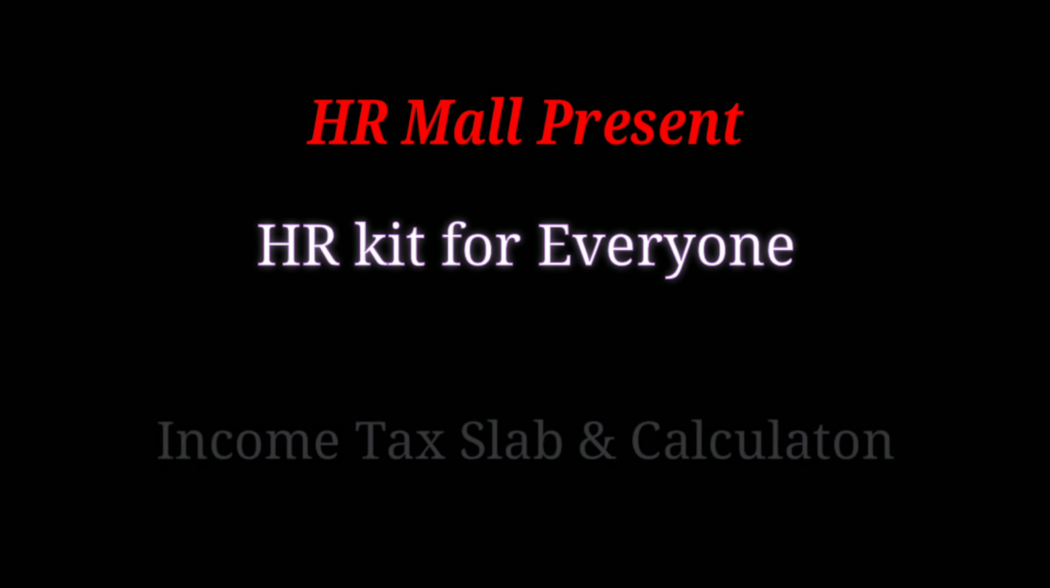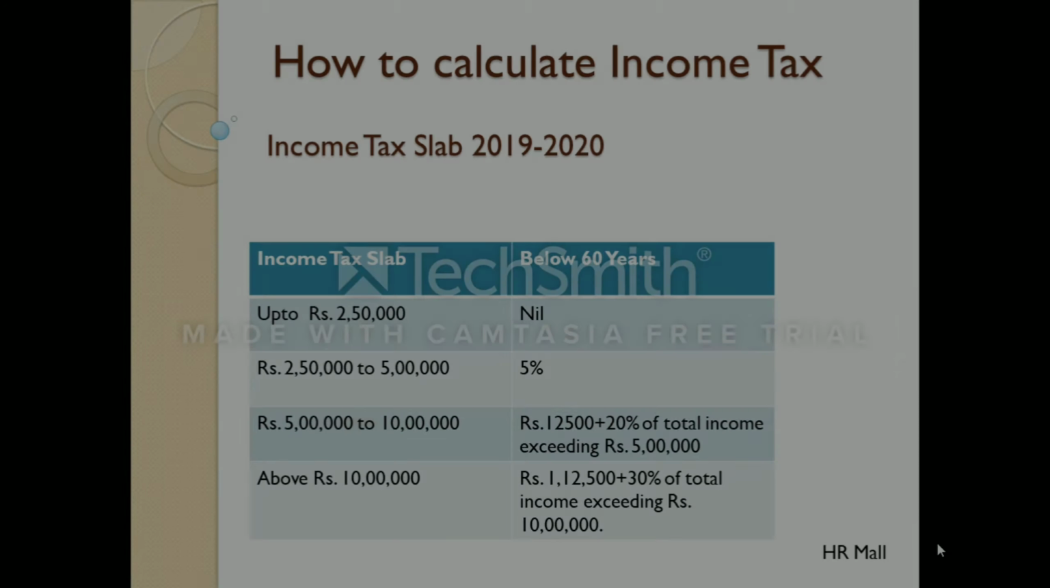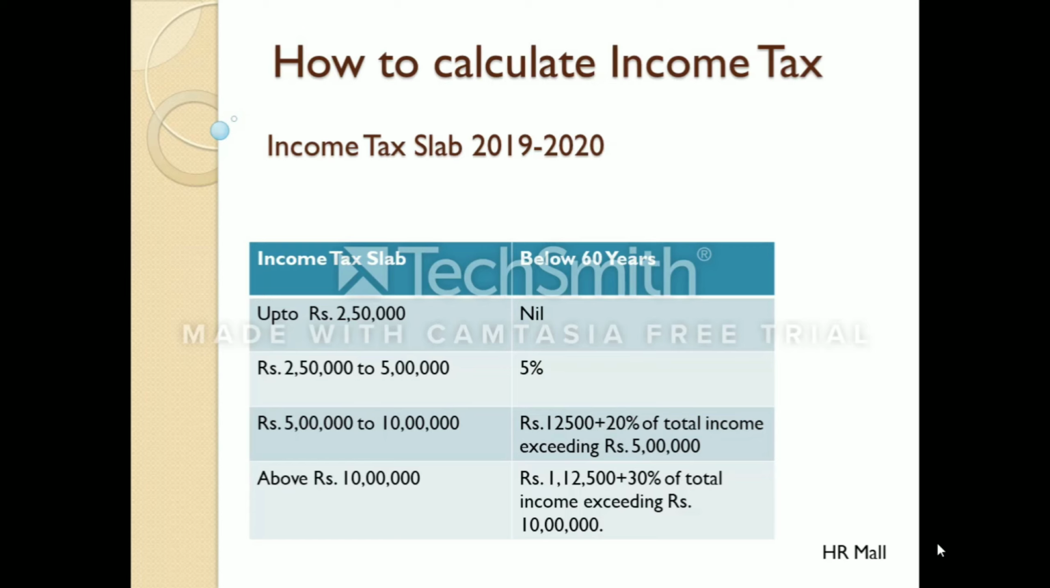Now we'll see income tax slab and calculation. The current slab for 2019-2020 for a general taxpayer is: up to 2,50,000 it's nil; 2,50,000 to 5 lakh it's 5%; 5 lakh to 10 lakh it's rupees 12,500 plus 20% of the total income exceeding rupees 5 lakh. Above 10 lakh, rupees 1 lakh 12,500 plus 30% of the total income exceeding rupees 10 lakh.